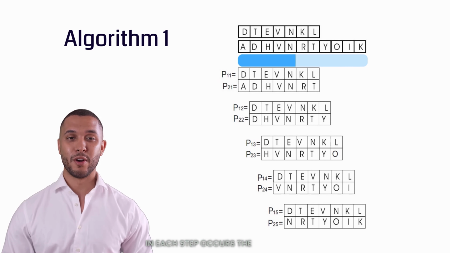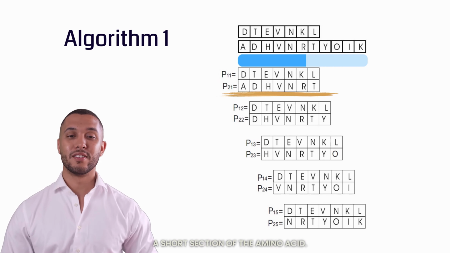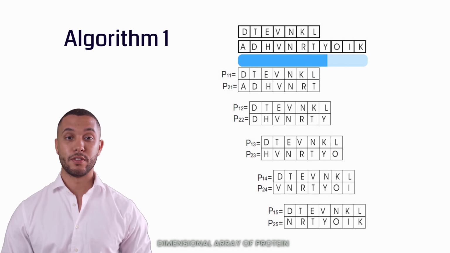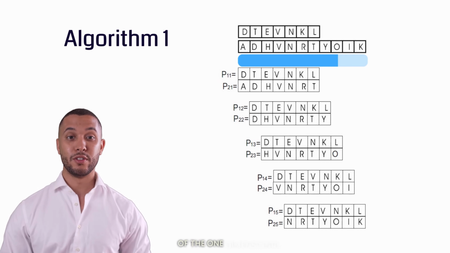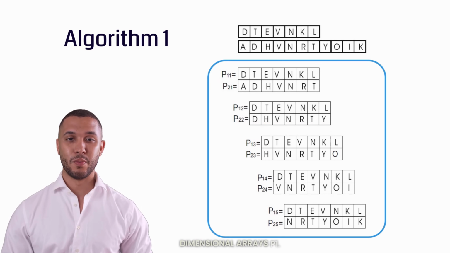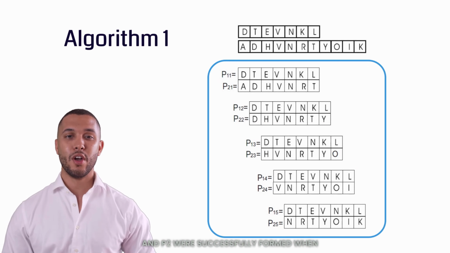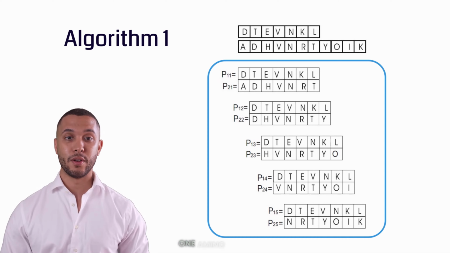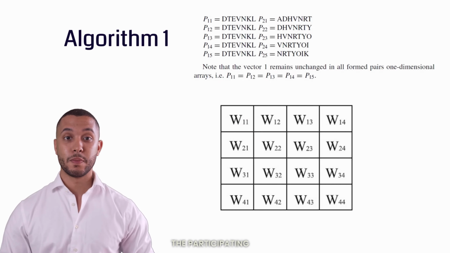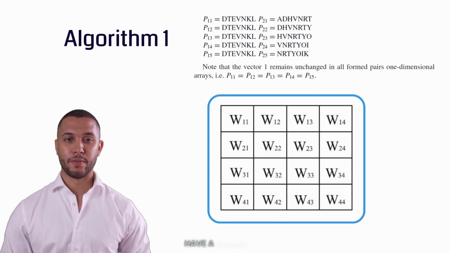In each step occurs the formation of a short section of the amino acid sequence of protein P1, equal to the length of the shorter one-dimensional array of protein P2. Each new segment of the one-dimensional array P1 corresponds to the length of the polypeptide chain of one-dimensional array P2. 5 pairs of one-dimensional arrays P1 and P2 were successfully formed when the array was shifted by one amino acid residue along the one-dimensional array P2. After finding all the participating pairs of vectors, we build a matrix of potential energy of electrostatic interaction between their amino acid residues. These matrices will have a square form.